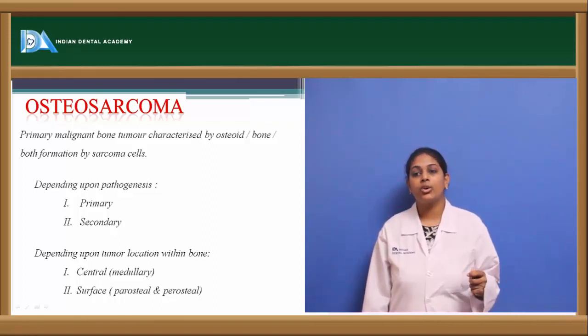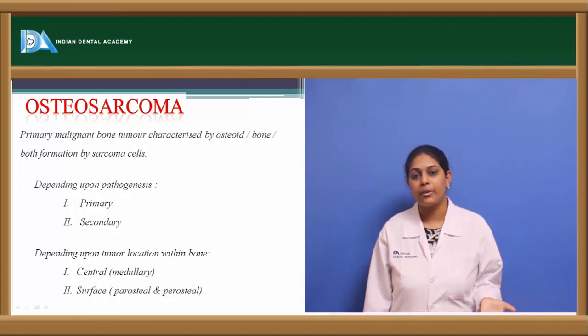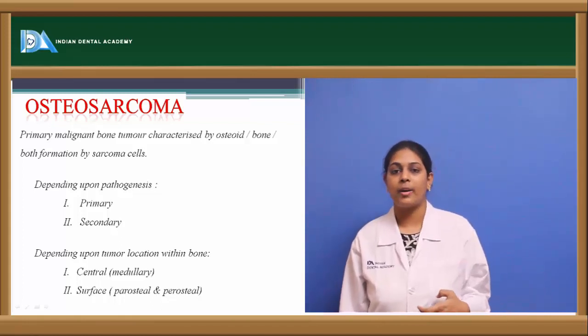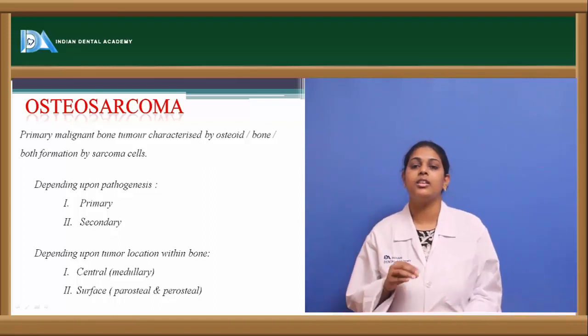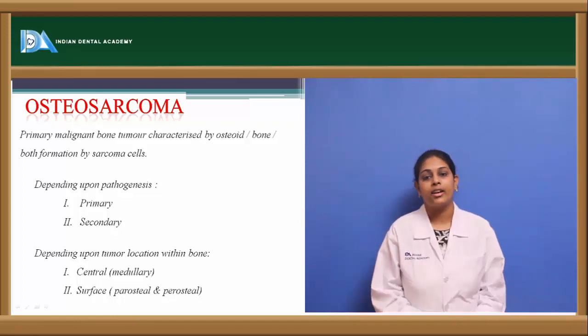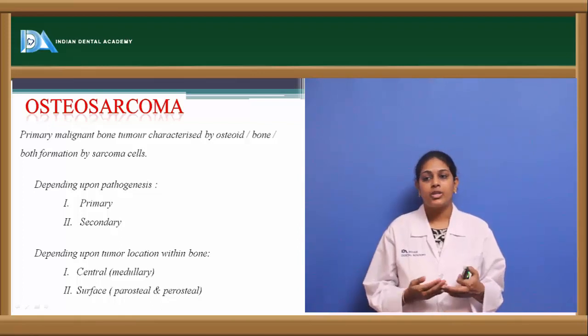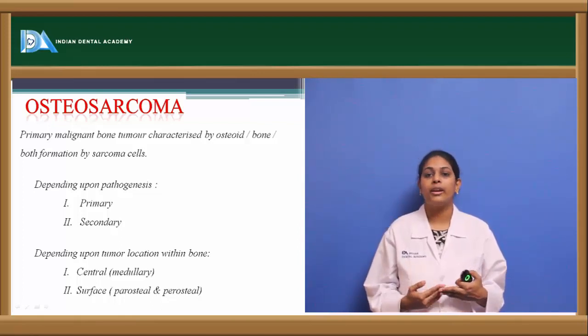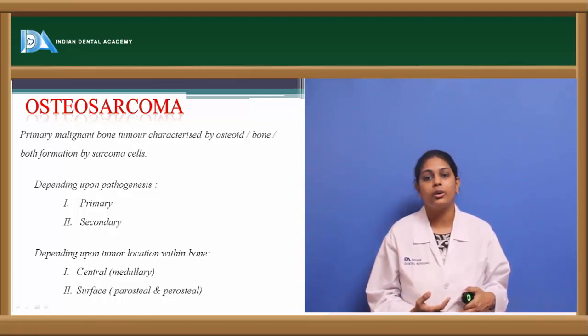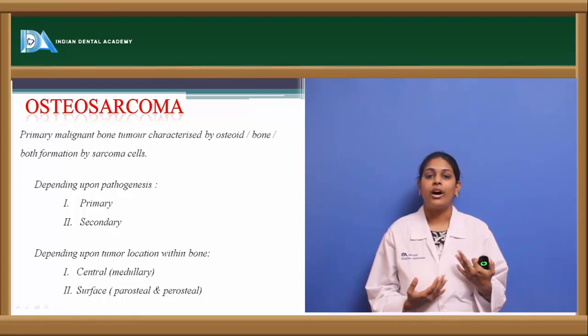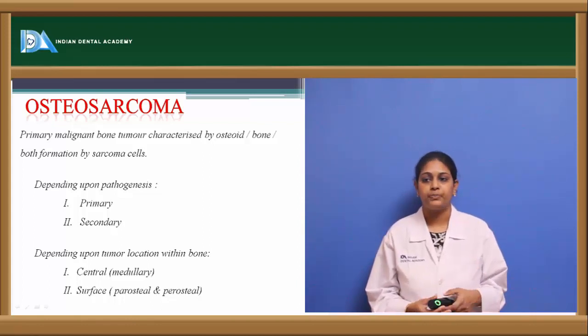And usually it occurs because it has either a primary pathogenesis or a secondary pathogenesis. Primary means there's no underlying cause, but directly we can see the presence of osteosarcoma. Secondary means, as already told, it is a progression of benign conditions into malignancies. That is, the benign conditions could be Paget's disease, fibrous dysplasia, or chronic osteomyelitis, which might progress, if untreated, into an osteosarcoma.